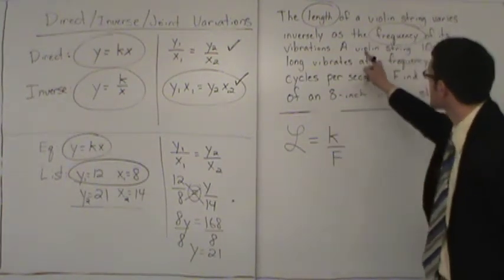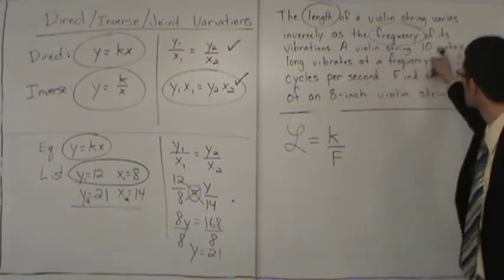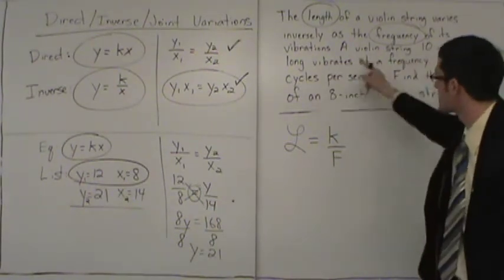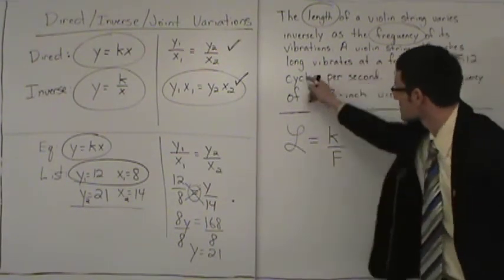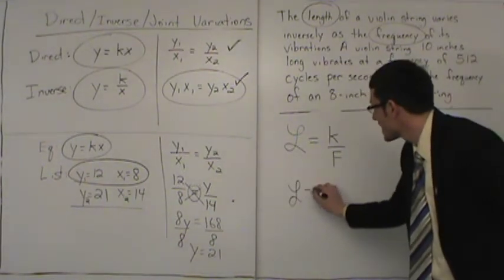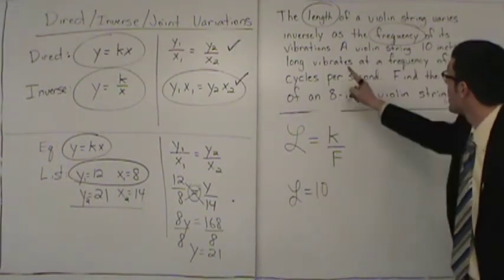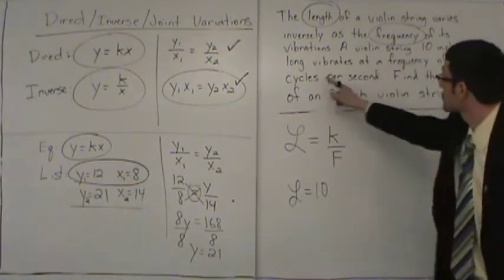Now let's write a list. So it says in the problem, it gives you the list. A violin string 10 inches long. 10 inches long, what is that? Is that length or frequency? 10 inches long is length. So a length of 10 inches long vibrates at a frequency of 512 cycles per second.